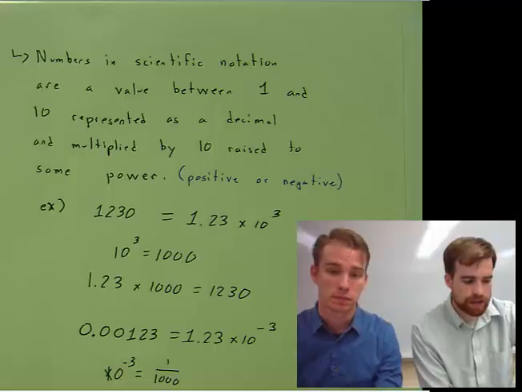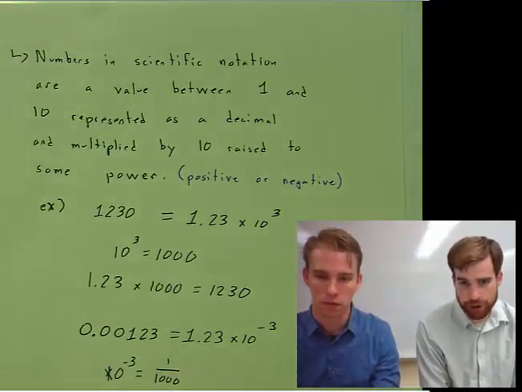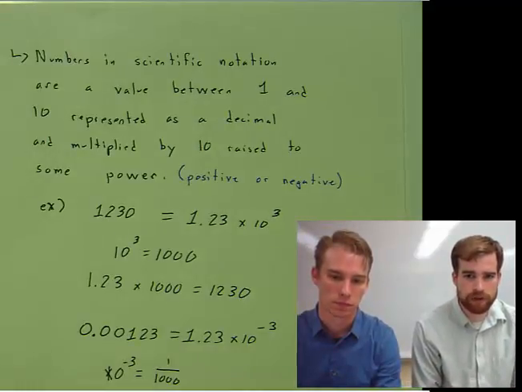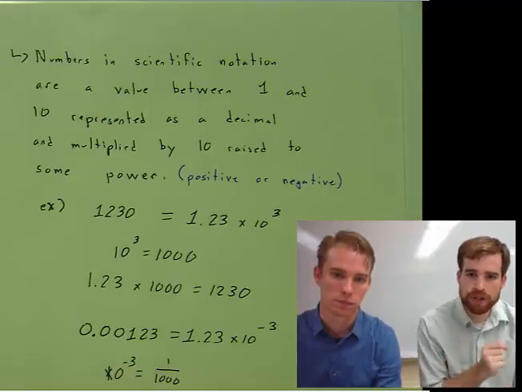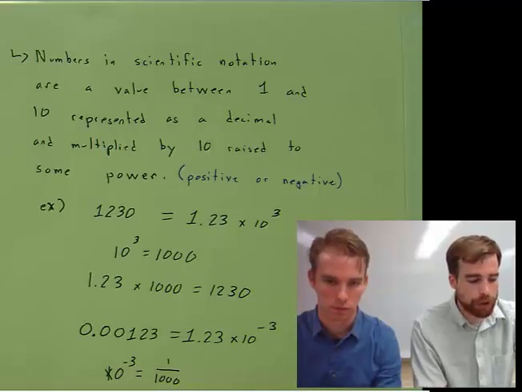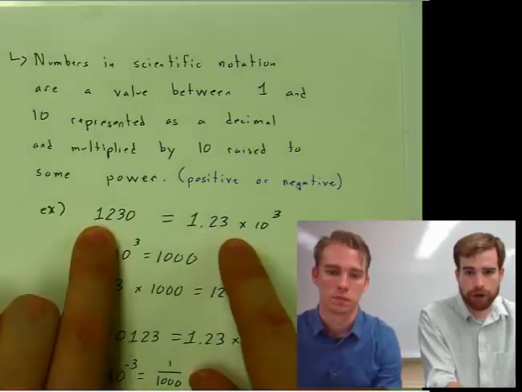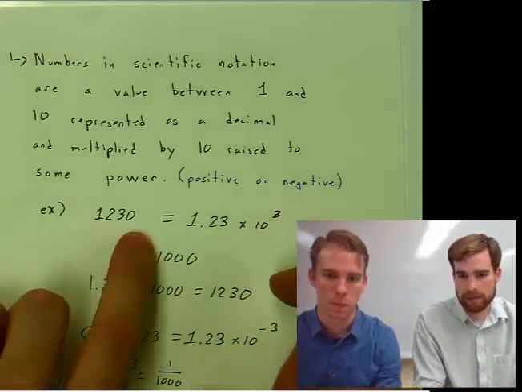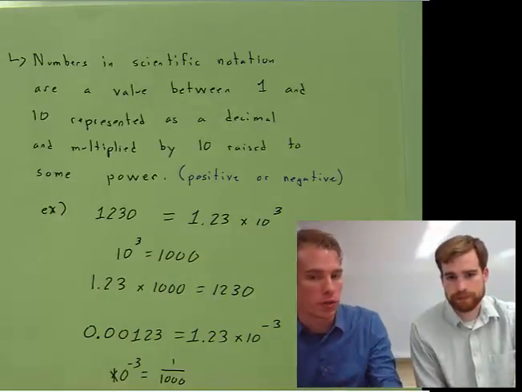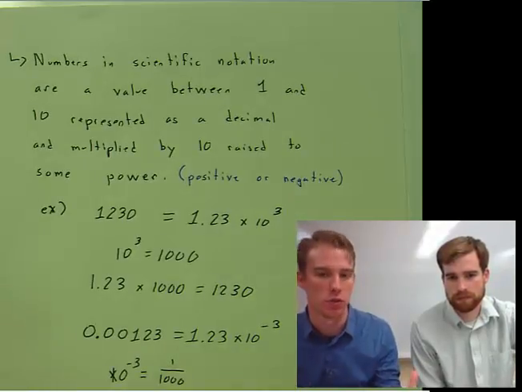The way that looks is that we can take a really simple number, and yes, we know you can count up to 1,230, but we're using this as an example. We're going to move that decimal 3 times to the left. So it's going to be 1.23 times 10 to the third, because we moved the decimal 3 times. And all that 10 to the third is, is 1,000. So think about it: if we take 1.23 and multiply it by 1,000, we get 1,230.